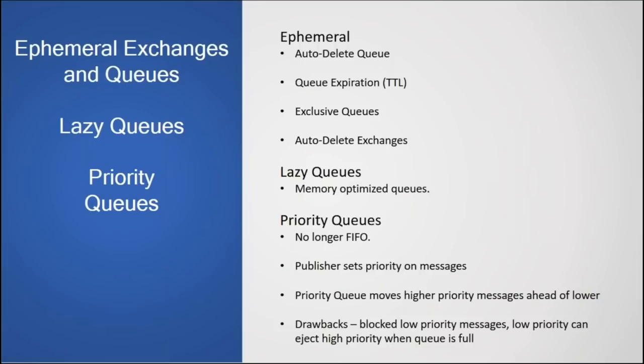And there are priority queues. So this is no longer FIFO. The publisher sets the priority on each message, and they get delivered in that order. Not a great feature. I've never used them. I find that some of the drawbacks are a bit too problematic. So some of the drawbacks are that if you've got quite a lot of higher priority messages, then low priority messages can get stuck. And also, if your queue fills up, then your high priority messages will be at the head of the queue, and so a low priority message that comes in will eject a high priority message. So it's in general better to just separate queues into a few different priorities.